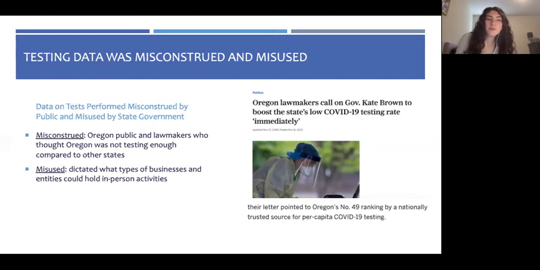Additionally, this data was misused by the state because it dictated what types of businesses and entities could hold in-person activities. However, Oregon was only using a person-based method to make these determinations, which was not comprehensive and did not necessarily paint a complete picture of Oregon's testing levels.